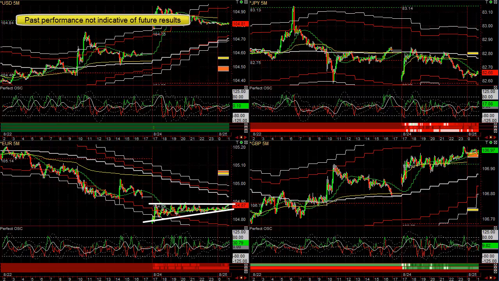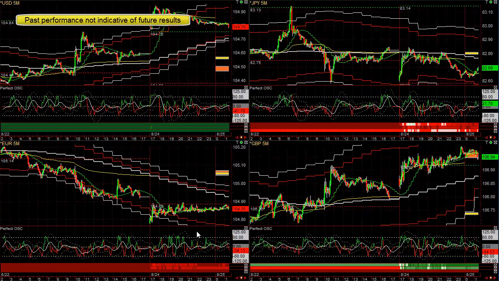The euro is strong, the yen's weak, the pound is strong. So if the euro does break down here, you can sell the euro dollar, and you can sell the euro pound, because the pound's strong for those reasons. So let's go forward, walk it forward.